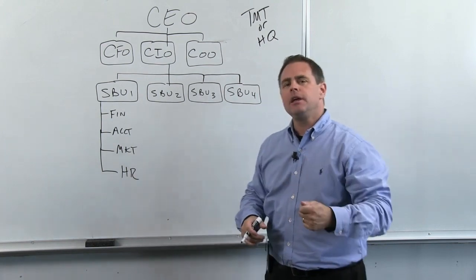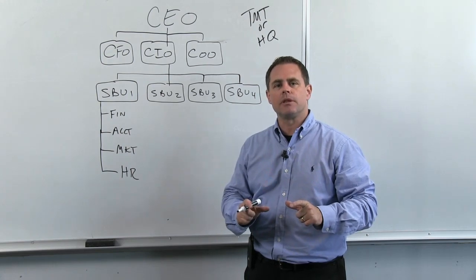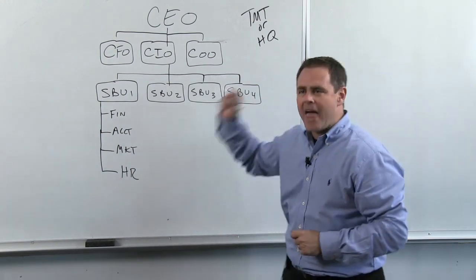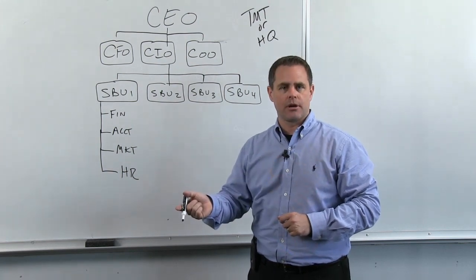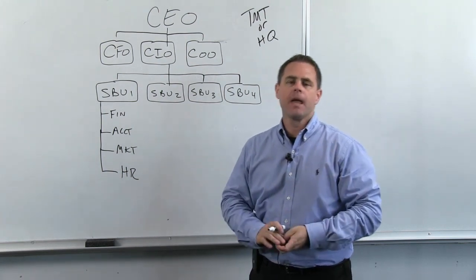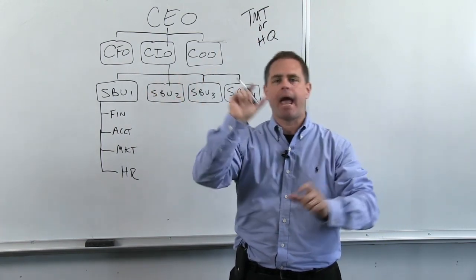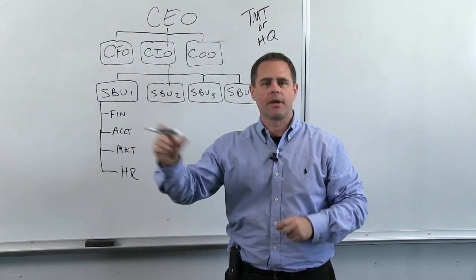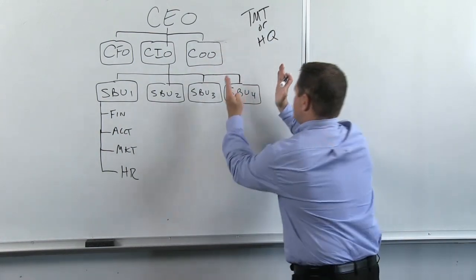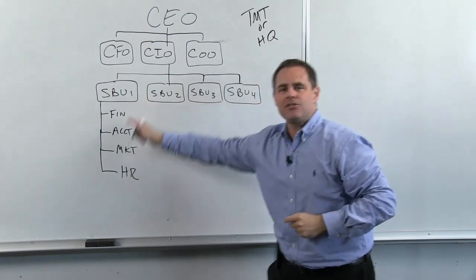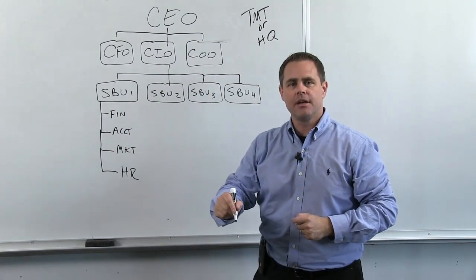Now, underneath each SBU, so underneath each mini corporation within the corporation, you're then going to have a functional structure. When you looked at functional structure as an actual organizational structure, you basically had the CEO, and then underneath the CEO, you had marketing and HR and finance and accounting, et cetera. And that was it. But in this case, you're going to have headquarters and then divisions. And then in each division, you're going to have a functional structure underneath the SBU.